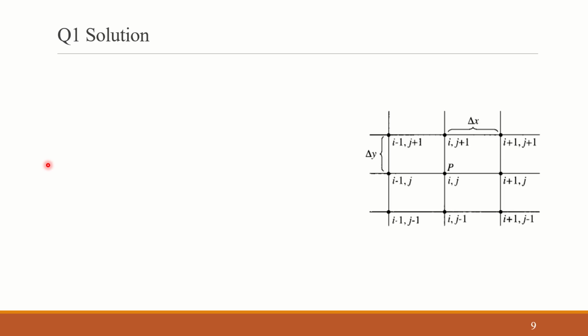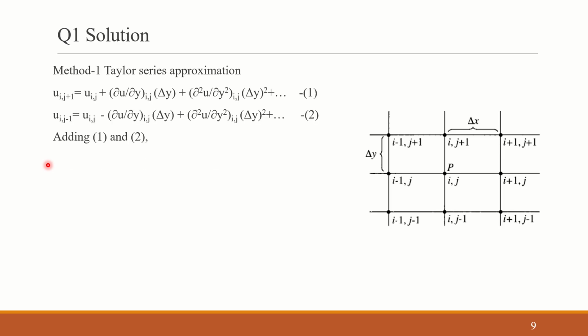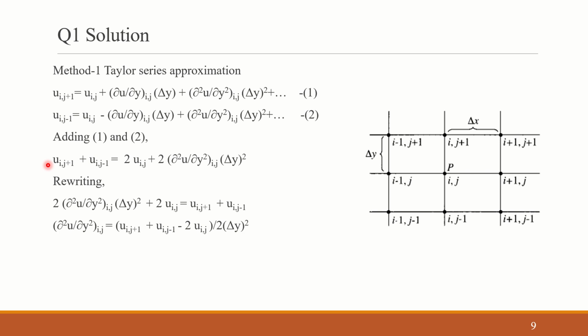So now going to the second method. I hope it is clear why the options were false and the answer was none of the above. So this is one method of finding the approximation for dou square u by dou y square at i comma j. Now let us check method 2 as well.